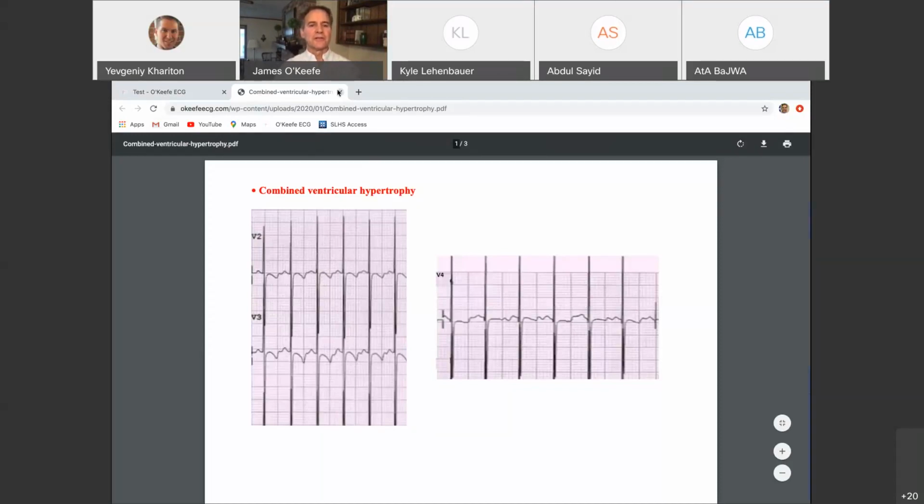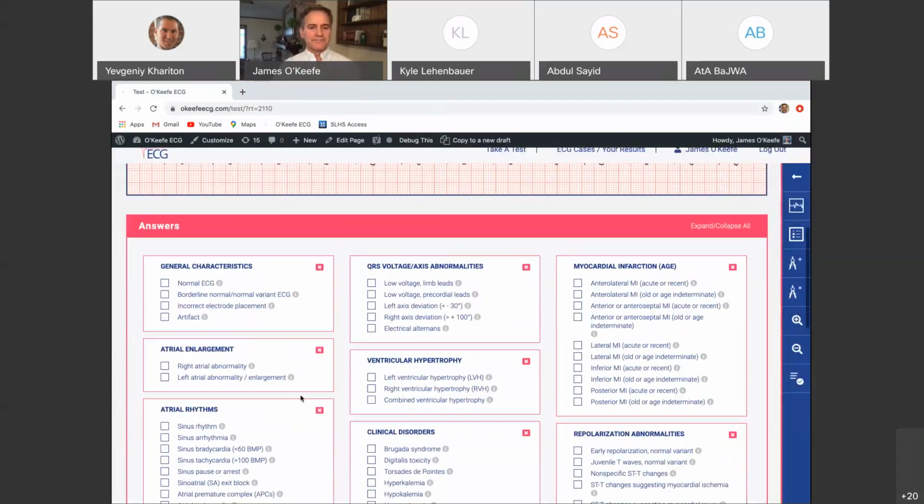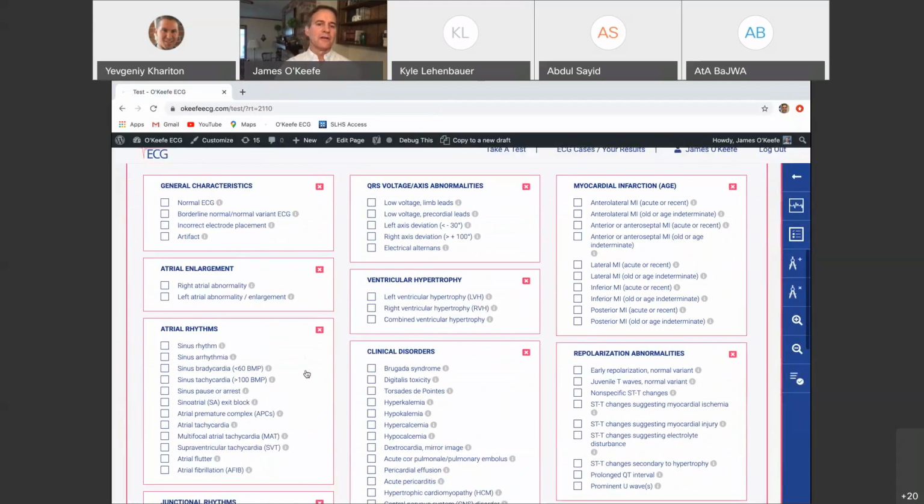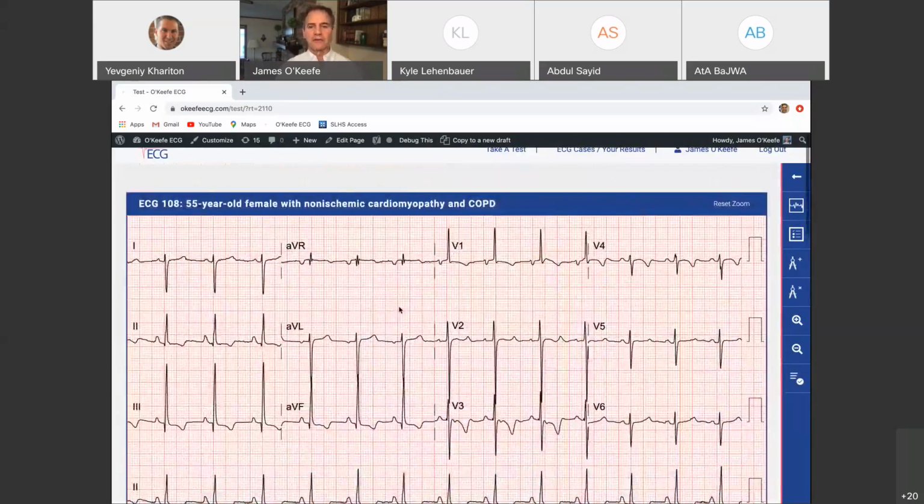So, yeah, as you say, right atrial and left atrial enlargement with RVH, and you could call LVH and RVH, but because the boards has combined ventricular hypertrophy, you would choose that one along with right axis deviation. All right, very good, Atta.